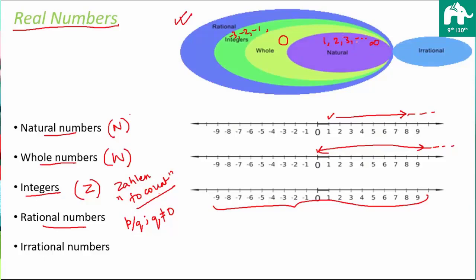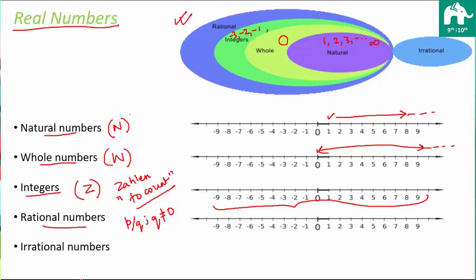For example, 3 can be written as 3 by 1, which is in the form of P by Q, Q not equal to 0. -3 can be written as a rational number, -3 by 1. 0 can be written as a rational number, that is 0 by 1, right? So all of these numbers, natural numbers, whole numbers, integers, they are all rational numbers. And where do we find them on the number line? These integers that we see are all rational numbers, but in between any two of these integers, there exist many rational numbers.